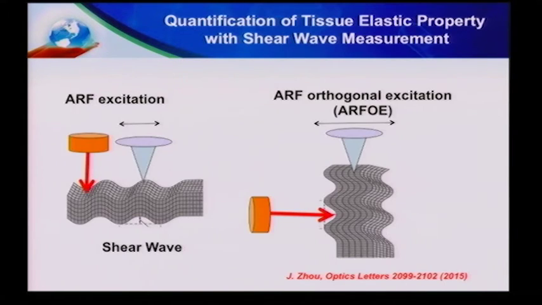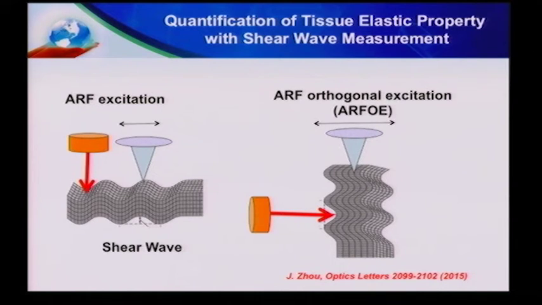Many groups have done shear wave, but in traditional shear wave, you just excite at this location and measure the shear wave horizontally. For some applications that could pose a problem, because the transducer and your imaging device occupy the same space, so you have a dead zone. So recently we developed a technology we call orthogonal excitation acoustic radiation force. Essentially we excite horizontally and image from the vertical direction.